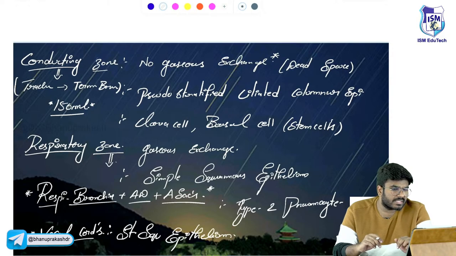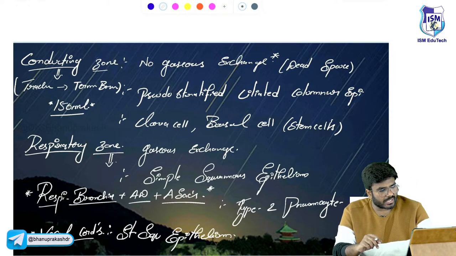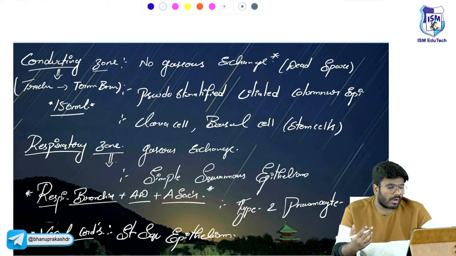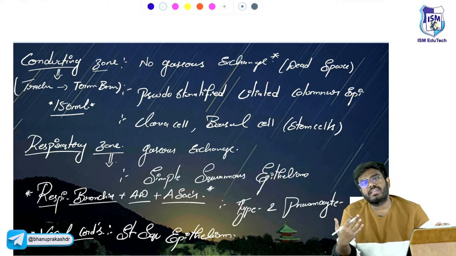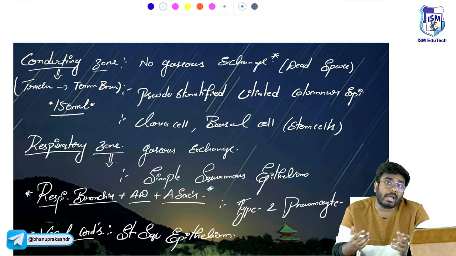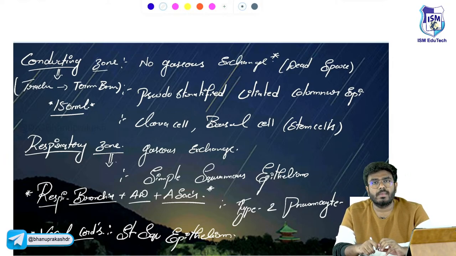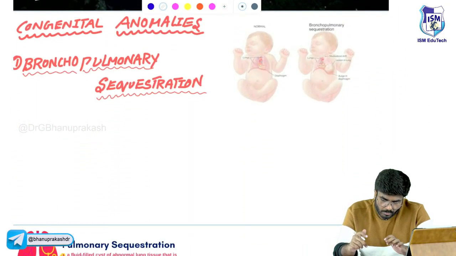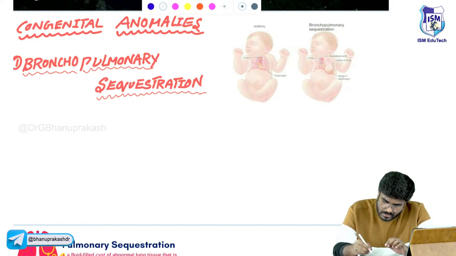Done. Next, after this, let's begin with the congenital anomalies. Now, what are the congenital anomalies that you know? Just think, what are the congenital anomalies that one can have from birth? An extra lobe of lung. See, this is called bronchopulmonary sequestration. So what is bronchopulmonary sequestration?